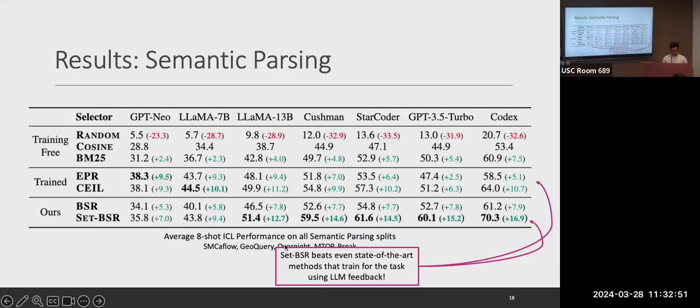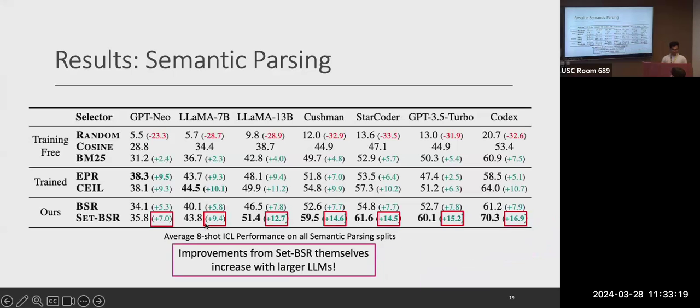And then it even beats trained methods. Even though this is just an off-the-shelf general-purpose encoder we are using with BERTScore, EPR and CEIL are two prior methods that train with GPT-Neo as the inference language model to give some signal of what is a good example, and then use that to train a retriever. It is even able to outperform that.